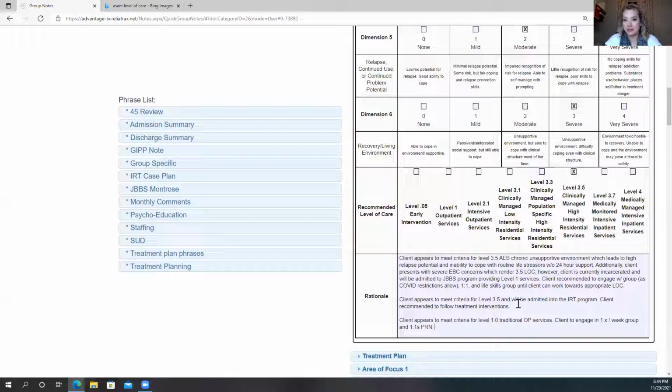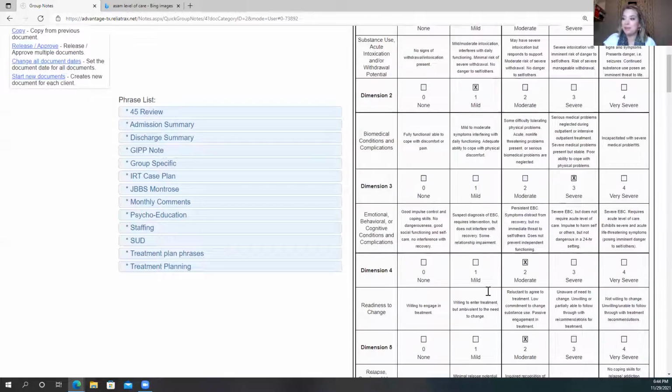The rationale doesn't have to be a diagnostic formulation. You're not justifying your diagnosis. That does happen, but we all know that happens in the substance use evaluation. It does not happen here. This is just justifying their level of care. We want to make sure that the clients are in the right place at the right time, and this is the accepted tool for us to do that.